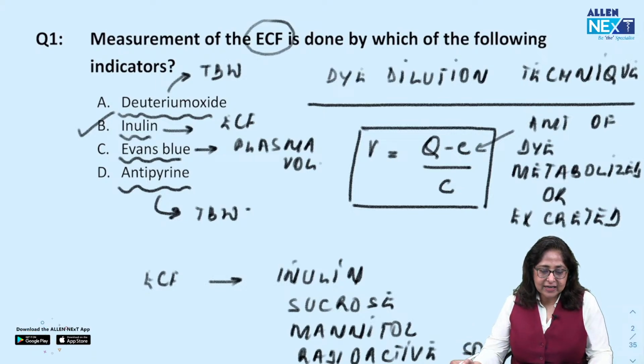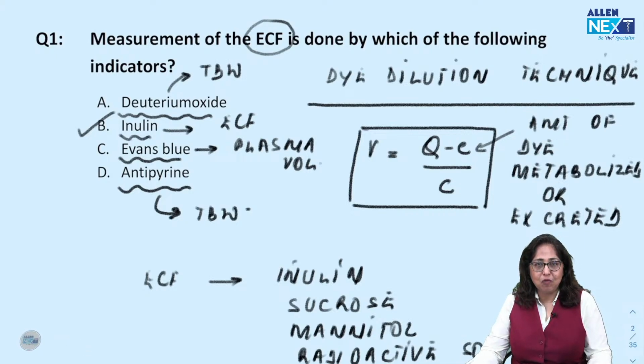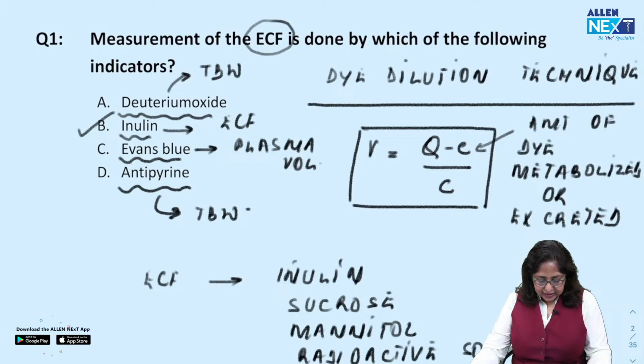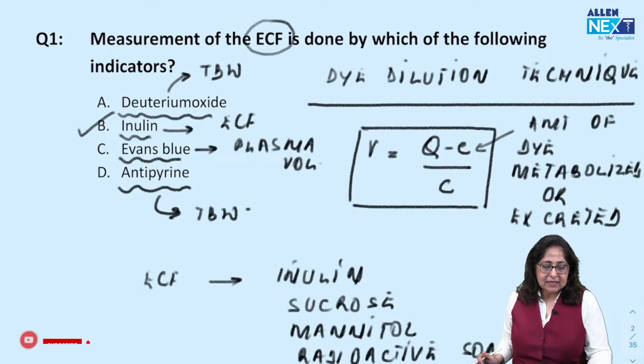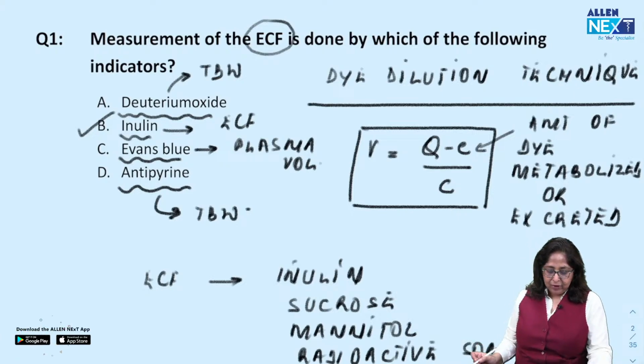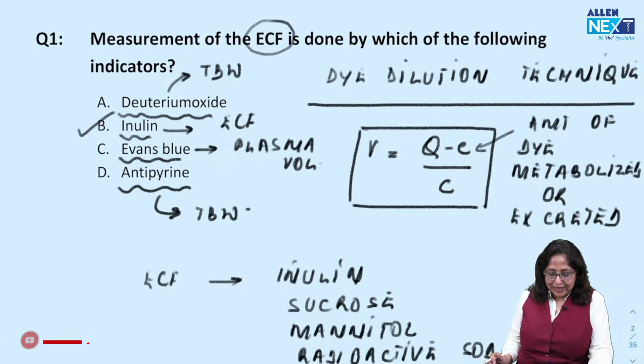Yes, absolutely correct. Avinash, Vinod, you have got your answer correct. Never give up. No, Evans blue is for plasma volume. This is for the ECF volume. These are the substances which are used for ECF volume. Siddharth Sharma, Evans blue is for plasma. Anil Soni, for plasma. Never give up. Evans blue is for plasma, right? So this answer is inulin.